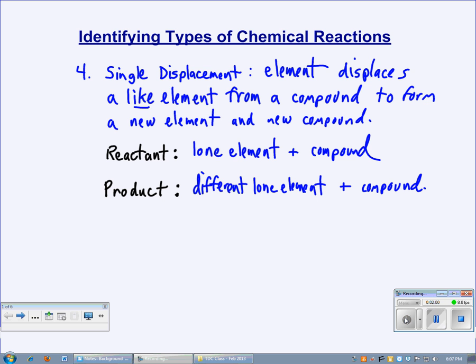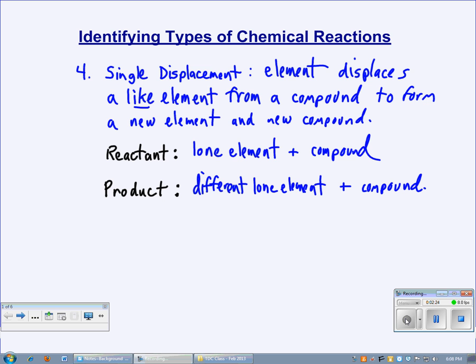We're going to look at several examples of single displacement reactions. These tend to be a little bit trickier than, for example, a combustion reaction, which is always CO2 and H2O. So we'll go over several examples to make sure we get the idea of how to predict the products of a single displacement reaction.